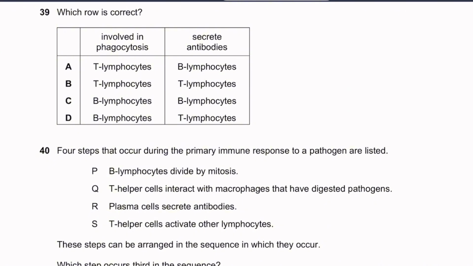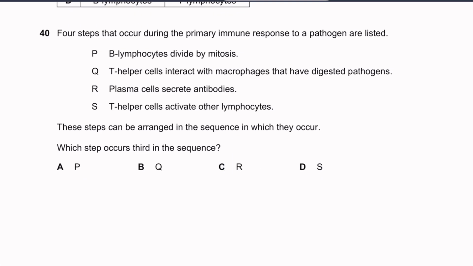Which row is correct? Involved in phagocytosis, secrete antibodies. Okay, so involved in phagocytosis, are they T lymphocytes or B lymphocytes? Now, T lymphocytes are not involved in phagocytosis. Those that secrete antibodies are going to be plasma cells produced by B lymphocytes. So A is correct.